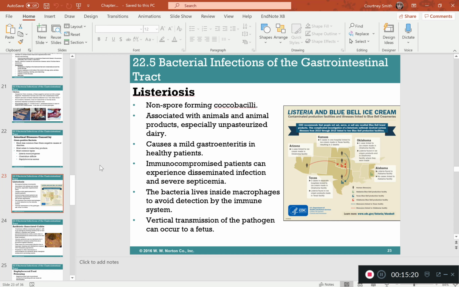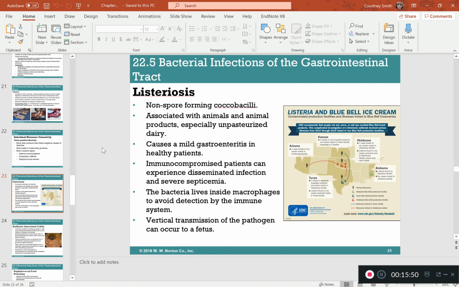So if you have an immunocompromised patient, then they can experience a disseminated infection of other organs, or even experience sepsis. So in that case, you definitely want to treat them with some medications and then supportive care, replenishing all of their fluids. So with listeriosis, it can be very, very deadly. So he can cause a lot of issues.